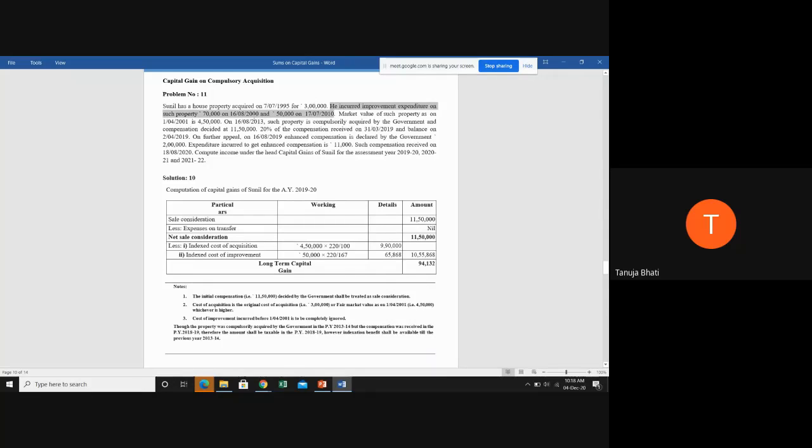Improvement is made before 2001. And we have already seen in our earlier lectures that if any improvement expenditure is made before 2001, it has to be completely ignored. It has not to be taken into account. So now, should this 70,000 be considered or not? It should not be considered, because it is incurred before 2001. So remember, any cost of improvement that is incurred before 2001 is to be completely ignored.